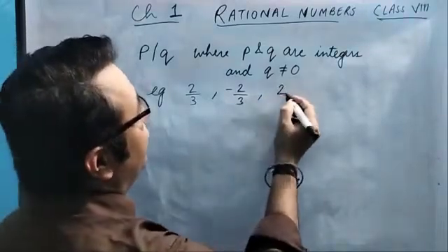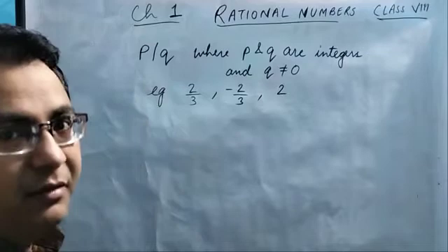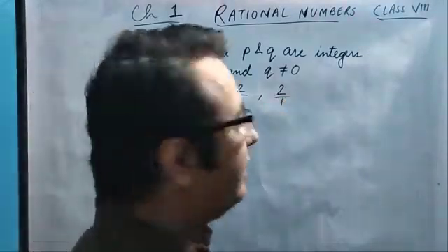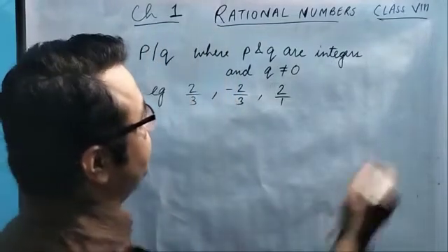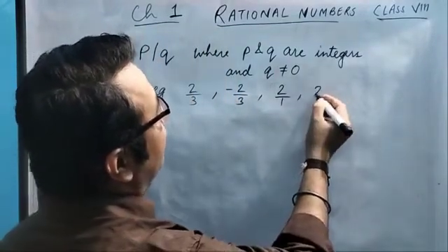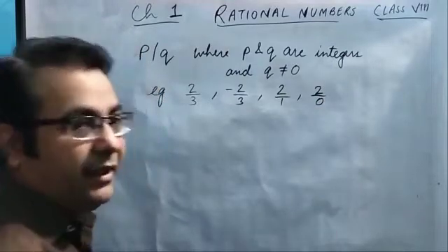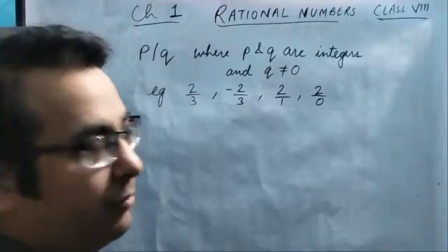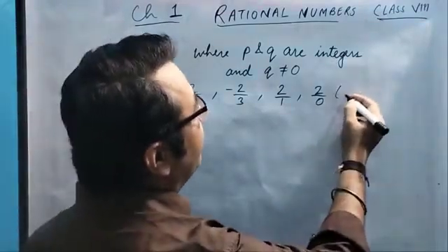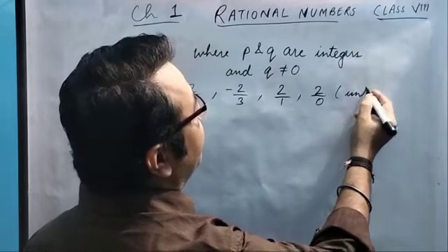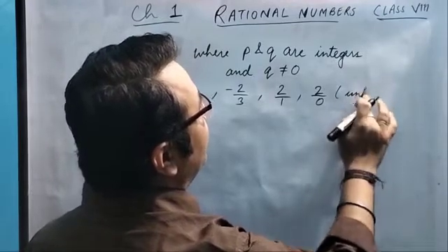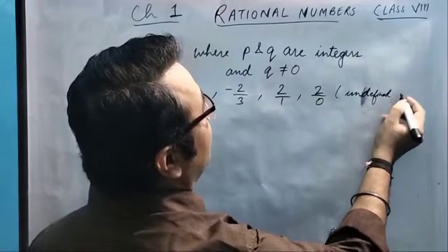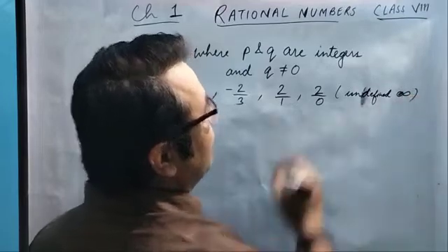Now, if I write 2, is it a rational number? Yes, it is a rational number because 2 can be written as 2 upon 1. Another example, what if I write 2 upon 0? Will it be a rational number? Here, it will not be a rational number because the denominator is 0 here. This is undefined. It is not possible to divide a number by 0, or it is called infinity.